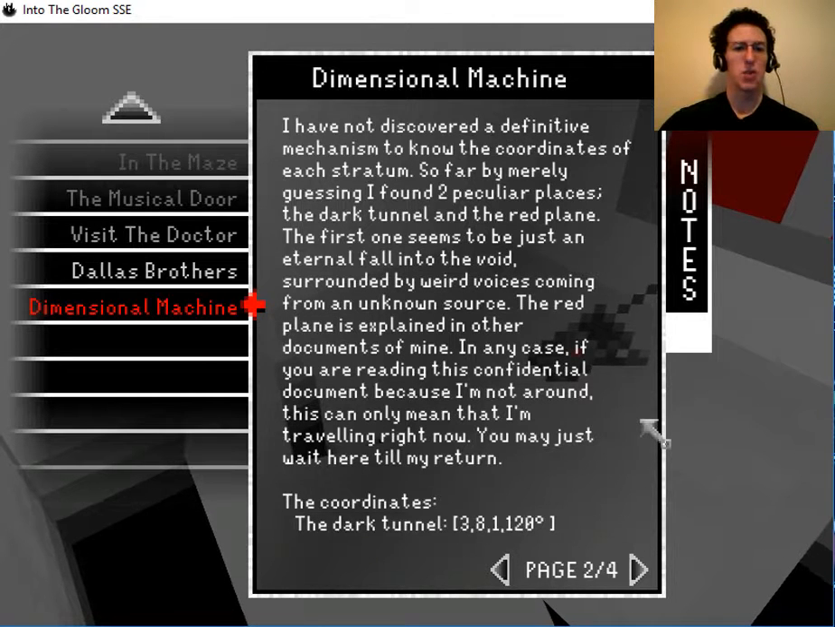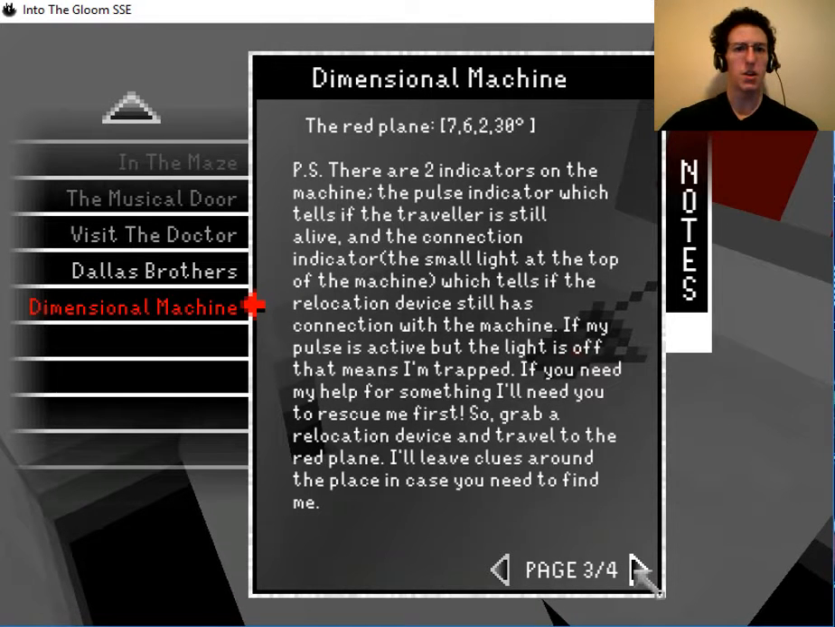In any case, if you are reading this confidential document because I'm not around, this can only mean that I am traveling right now. You may just wait here till my return. The coordinates, the dark tunnel, the red plane.